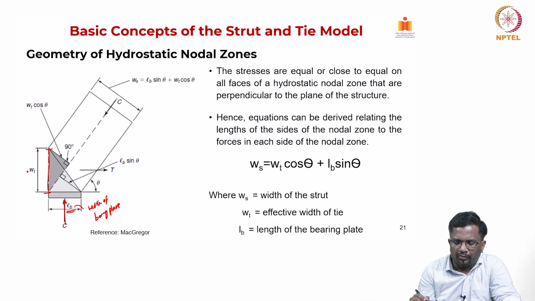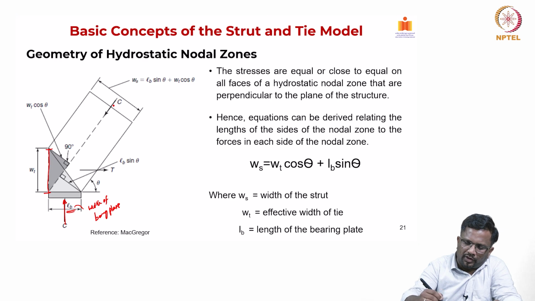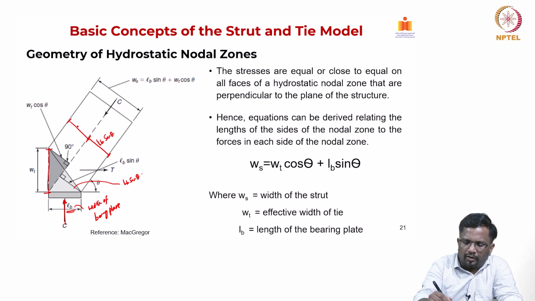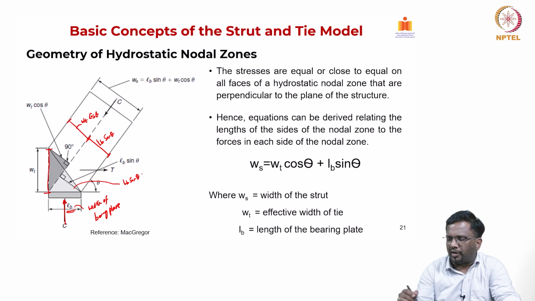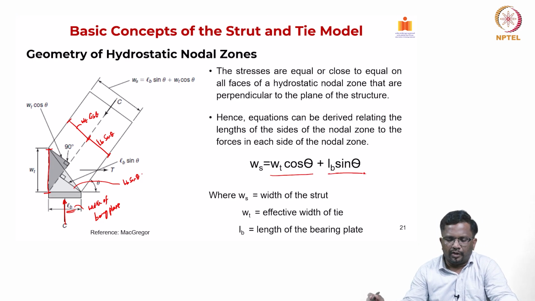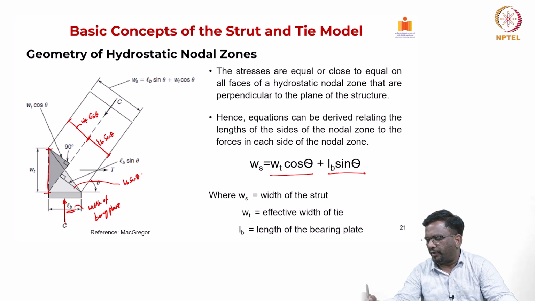Now, this is your WS. Basically, what we are trying to see here is that the width of this strut is going to be this plus this. Now, what is this? This location is nothing but LB sin theta. This is LB sin theta, right. And this is WT cos theta. So, the total width of the strut can be WT cos theta plus LB sin theta. So, that is what we are trying to say.